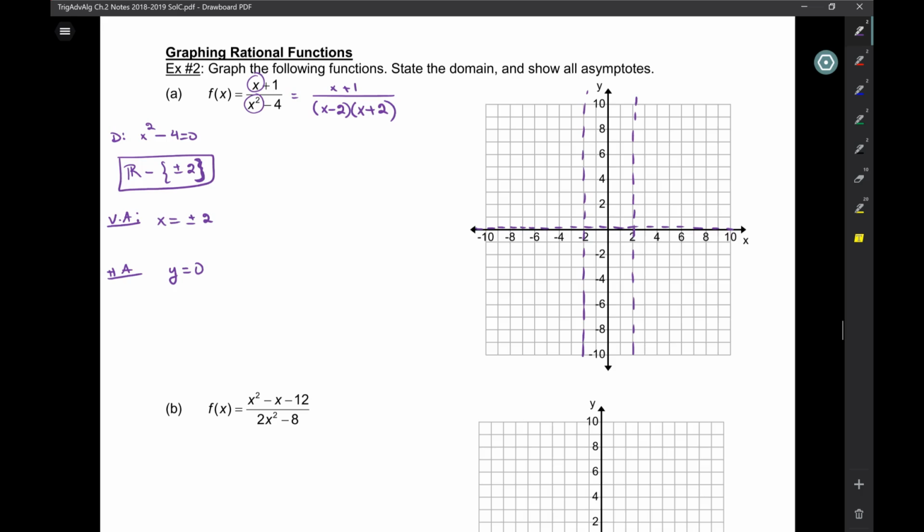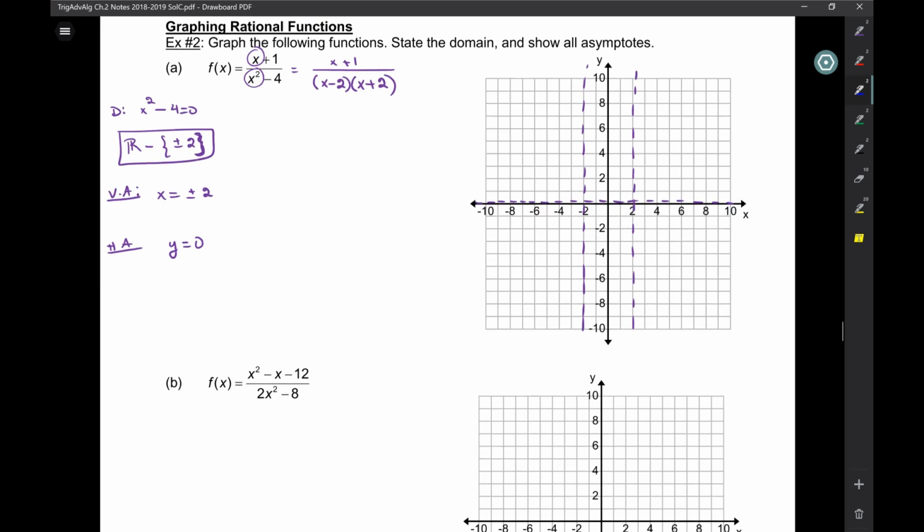Next, to graph this, we're going to go one step further, because now it's just an open field. We need some specific points. What we're going to do is find the zeros of this function. Remember, the zeros of the function are where the graph crosses the x-axis. To find them for a rational function, all you have to do is set the numerator equal to 0 this time. So that's x plus 1 equal to 0. X equals negative 1.